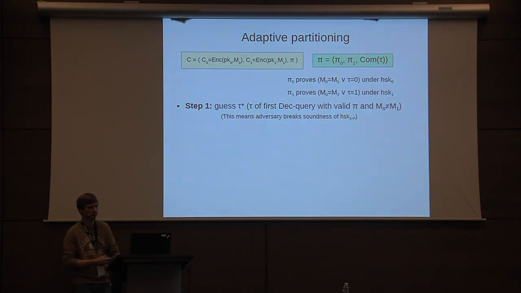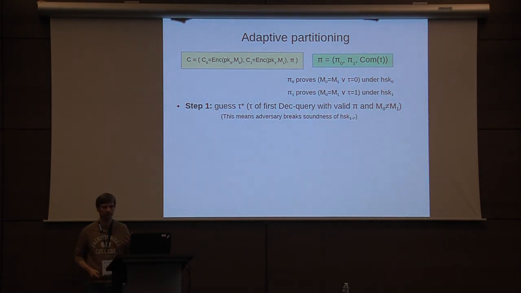First of all, during the security reduction, we guess tau star. Think of this as an experiment where the adversary tries to convince you of something false, where the adversary tries to break the soundness of the proof system, where he wants to submit a decryption query where he can detect whether you use the left or the right secret key. And this tau star is the tau value for the particular ciphertext where the adversary first successfully cheats. So we can guess it.